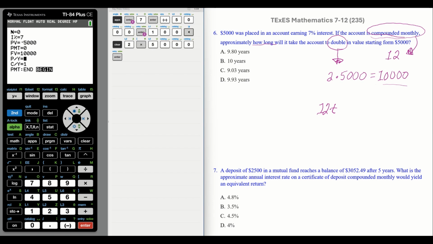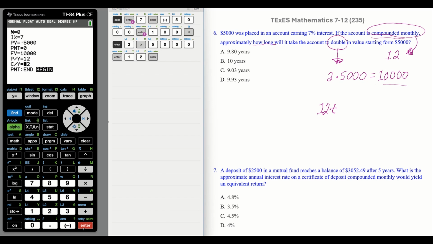Okay, now see that PY and CY, those are about our compounding. And we need to put in 12 there. Now this is kind of nice. When you put in 12 for one, it puts it in for the other. That's because they work together inside the calculator.